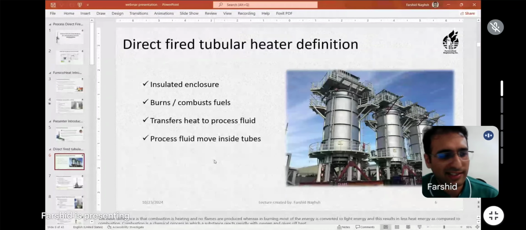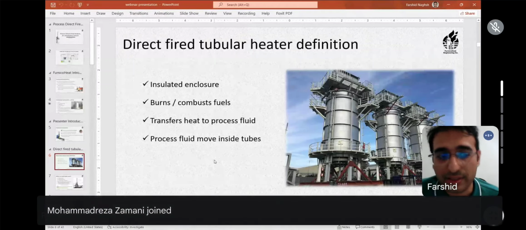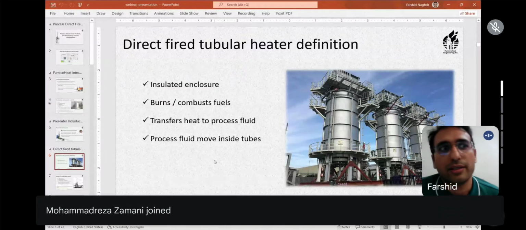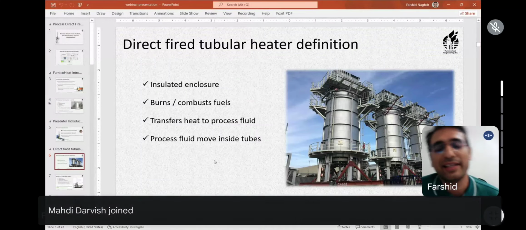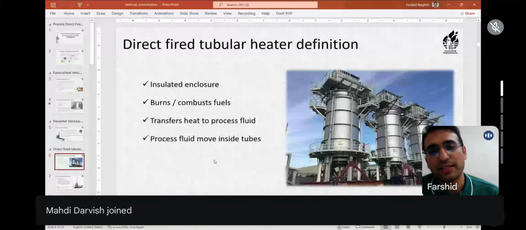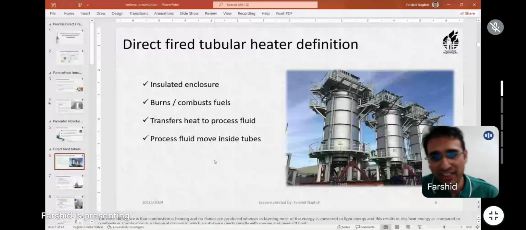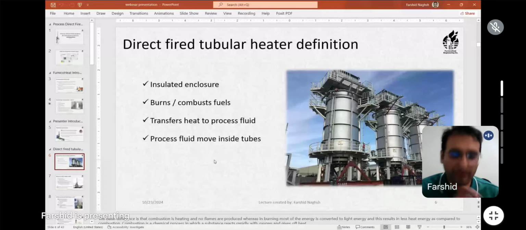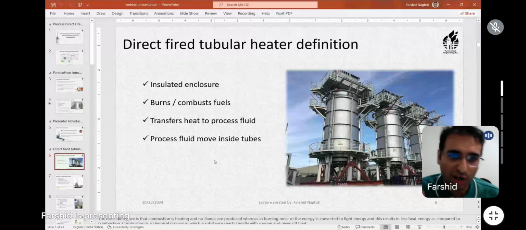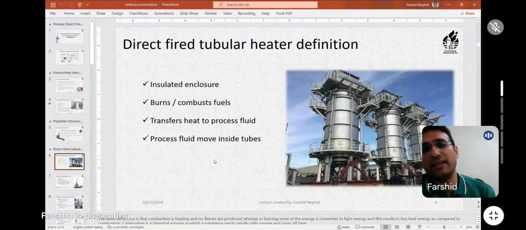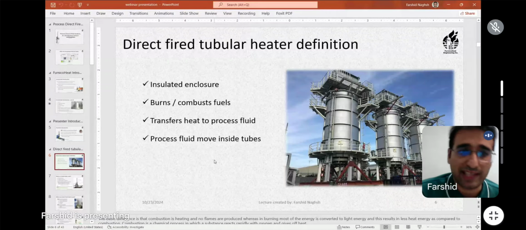For example, like cement furnaces, like incinerators, like direct reduction iron, reduced iron furnaces. So we are here tonight, we are talking about a very specific kind of heater, which is called process heater in the process industry. So what is that? It is an insulated enclosure.